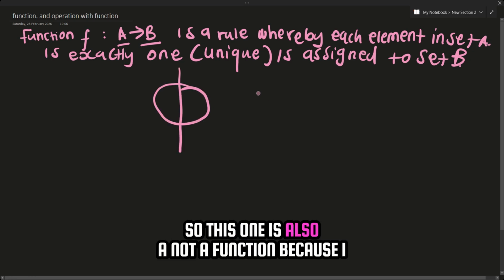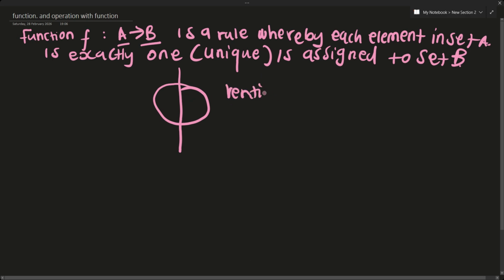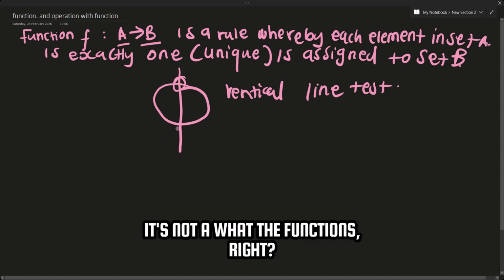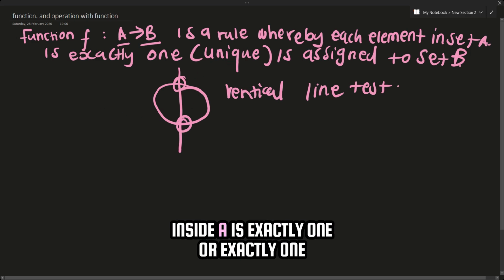So this one is also not a function, because there's something that we call the vertical line test. So if it touches 2 points, that means it's not a function, right? Functions are called functions because for each element in set A, exactly 1 unique is assigned to set B, right?